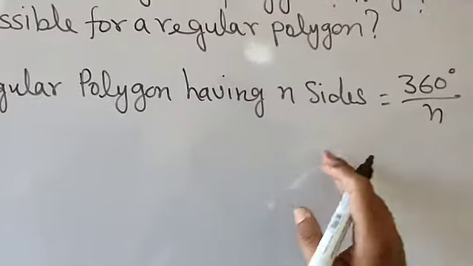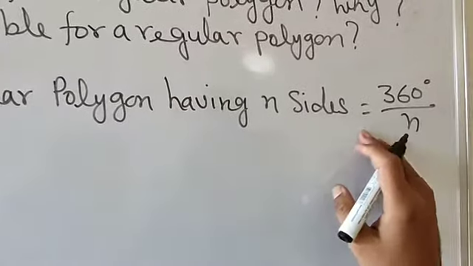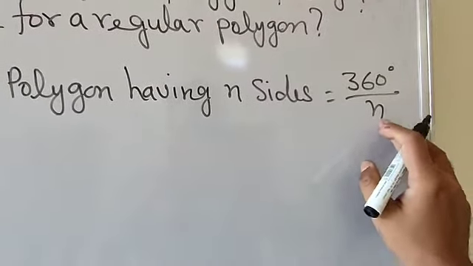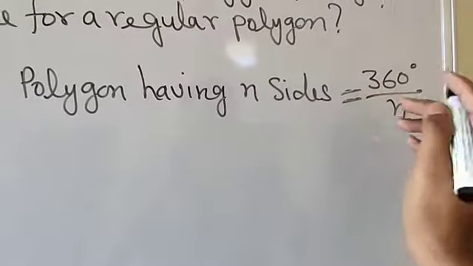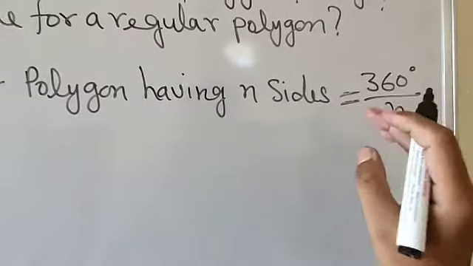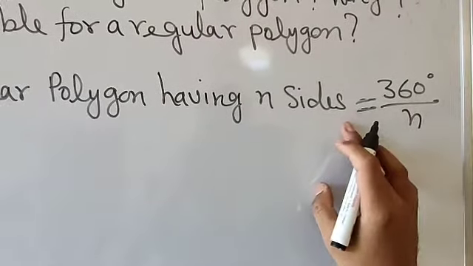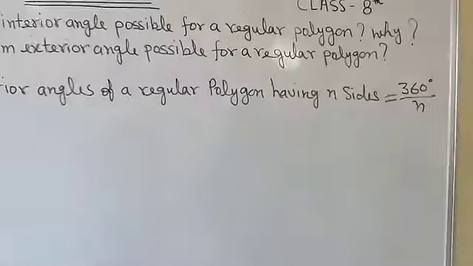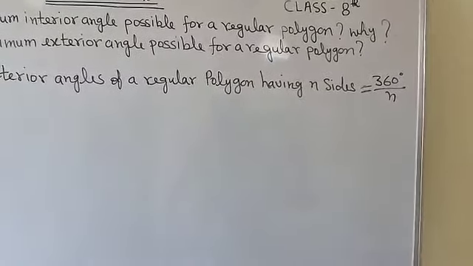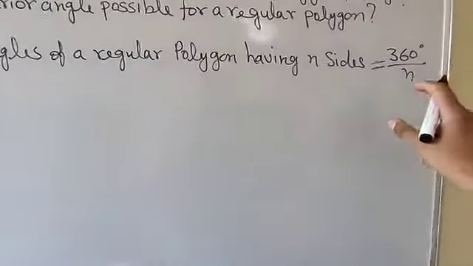So it means the maximum exterior angle will be possible when the number of sides is 3. The reason is that any polygon is not possible having fewer than 3 sides. So the minimum number of sides for a polygon is 3, and the polygon having 3 sides has the maximum exterior angle.